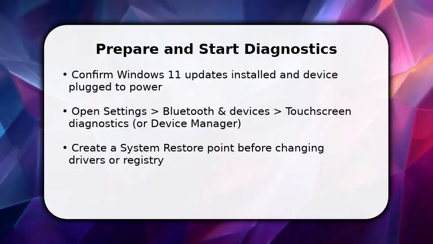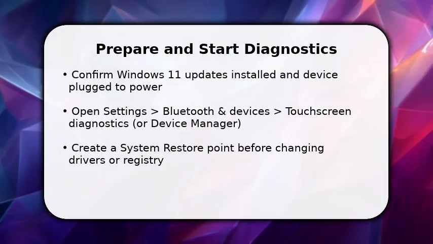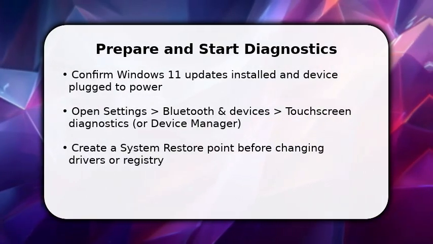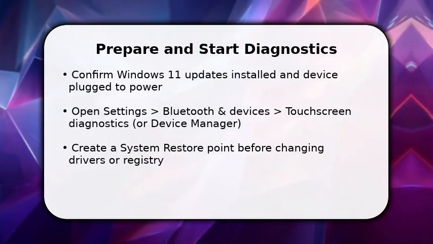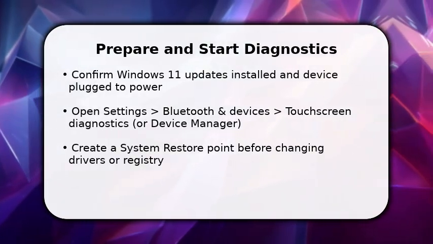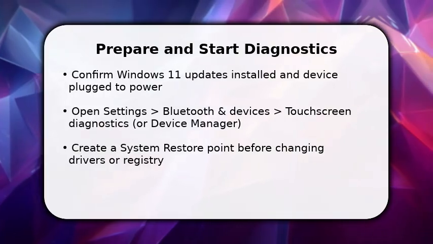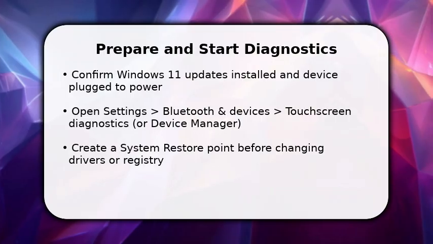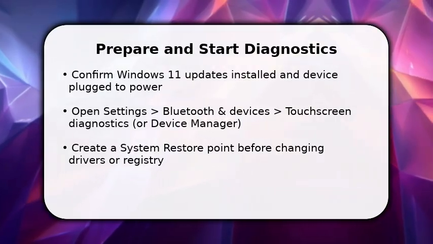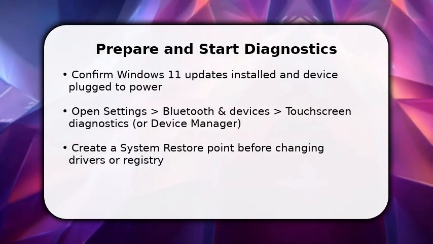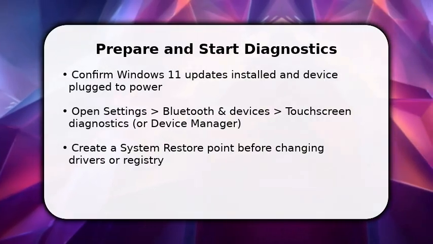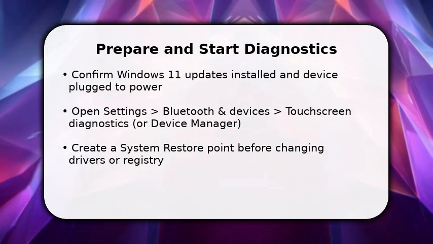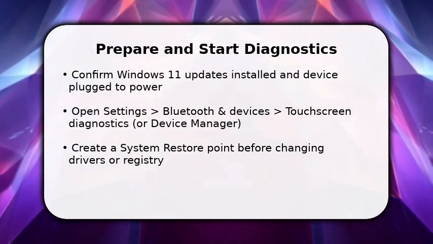Enjoy the video. You begin by confirming Windows 11 is updated and the device is on stable power. This prevents interruptions. Once done, open Device Manager and find Human Interface Devices or use Settings to access touchscreen options. Make a system restore point now so you can revert if a change causes issues, because driver edits and registry tweaks can alter system behavior. These first actions set a safe baseline and give you the tools needed for targeted repairs.